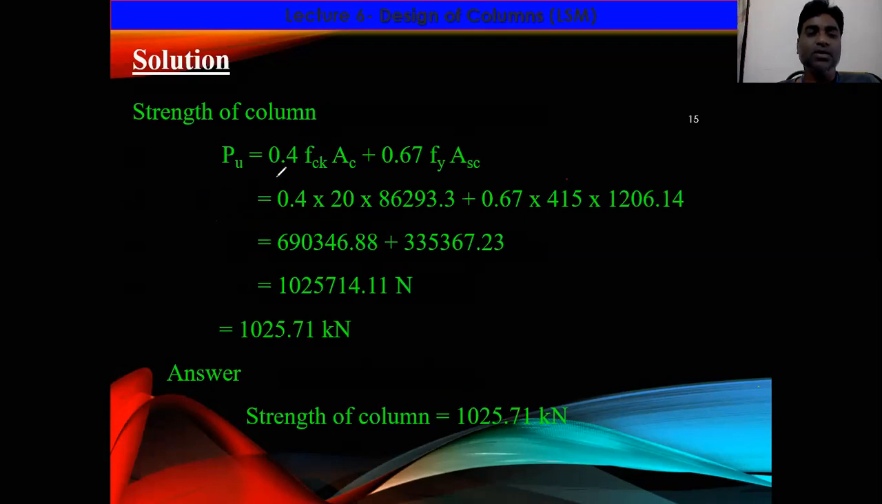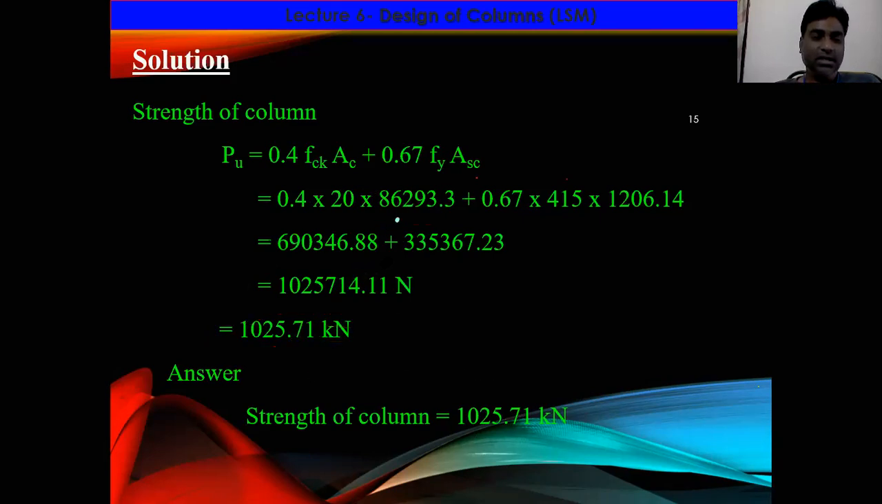Pu equal to 0.4 fck into Ac plus 0.67 fy into Asc. That is 0.4 into 20 into 86,293.86 plus 0.67 into 415 into 1206.14. So total you will get 1025.71 kN. So this is the axial load carrying capacity of the column as per the given data, right? So like this, you need to determine the load carrying capacity of the column based upon the given data. But this is for rectangular columns, right?